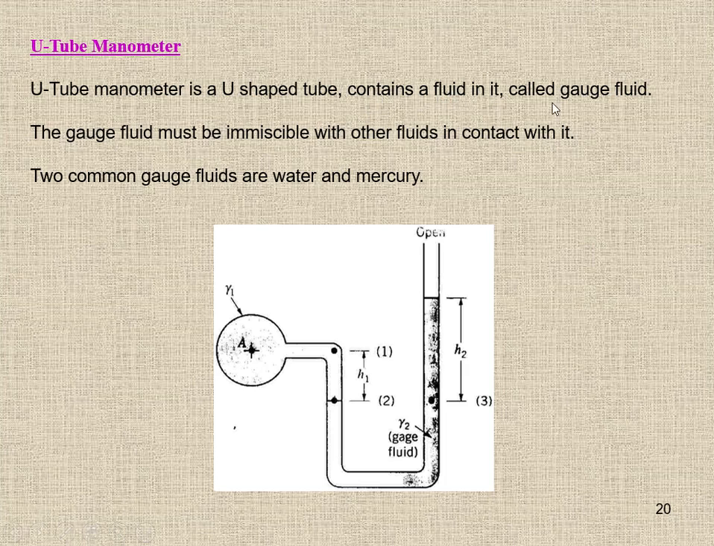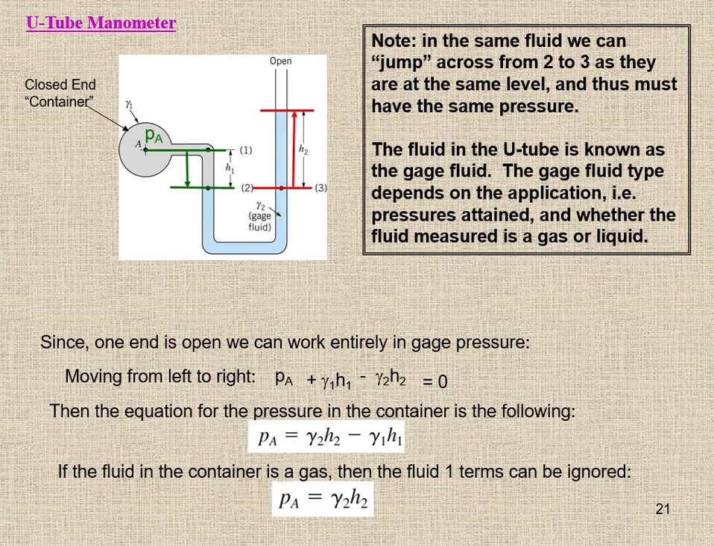It contains a fluid called gauge fluid. The gauge fluid must be immiscible with the other fluid in contact with it. Two common gauge fluids are water and mercury. So this is the construction of the U-tube manometer, and we use it to measure pressure, and it almost removes all the problems that we face in the piezometer. Let's move on to the next slide.